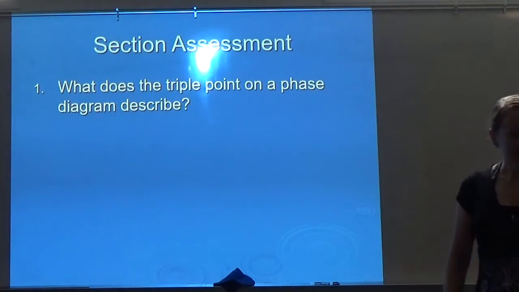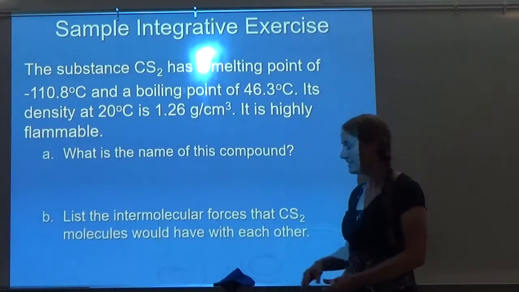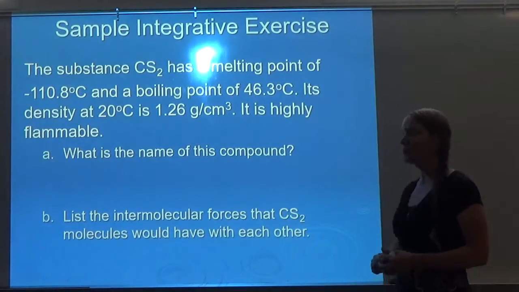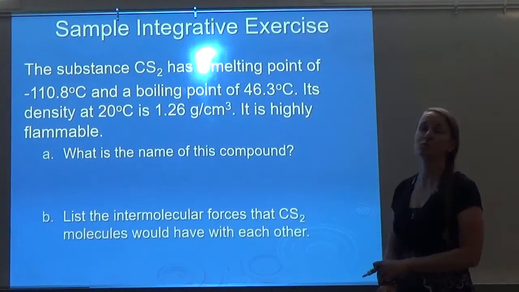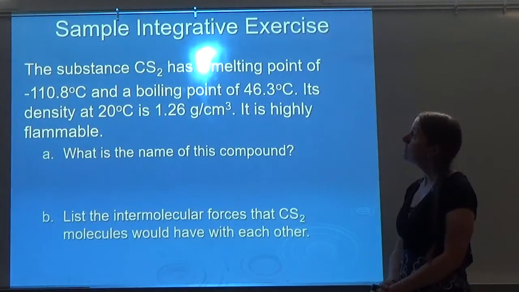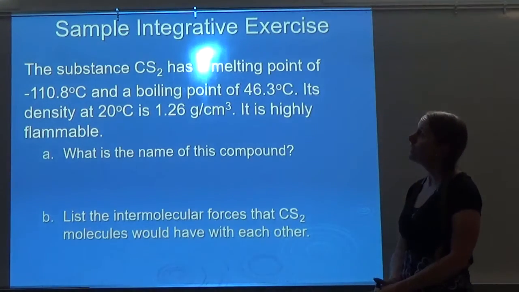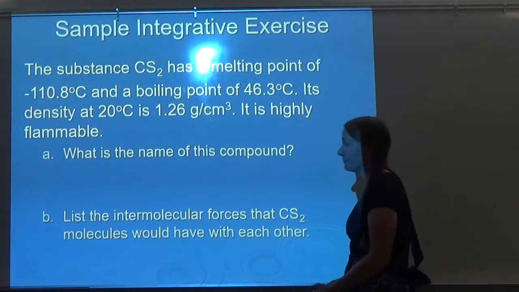All right, so let's knock out our sample integrative exercise. This one's kind of long. This will get you ready for what it'll be like to have a never-ending free response question on the AP exam, except this one's way too easy to be on that. So it says the substance CS2 has a melting point of negative 110.8 and a boiling point of 46.3 degrees Celsius. Its density at 20 degrees Celsius is 1.26 grams per centimeter cubed, and it is highly flammable. What is the name of this compound?